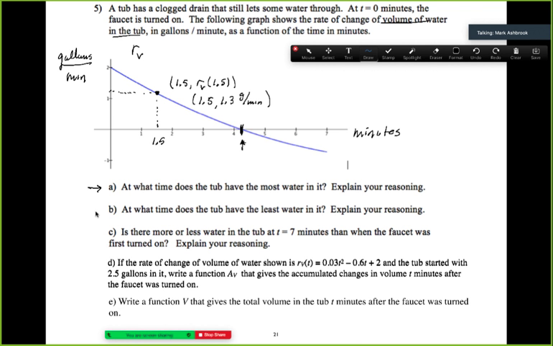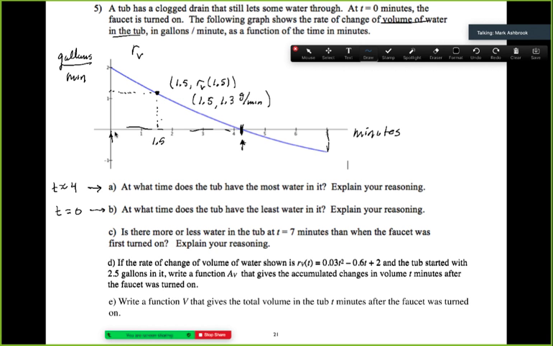Okay, at what time does the tub have the least water in it? So what did we do? We added water this whole time. And now what's happening here? We're taking it away. So when is there the least amount of water? I would say at t equals 0. Why? Because the period where we're gaining water is more than the period where we're losing water. So if we want to look at the least amount of water, it would be at the beginning. Yeah, we've lost some water here, but not as much as was gained. So that means there was less water in the beginning.